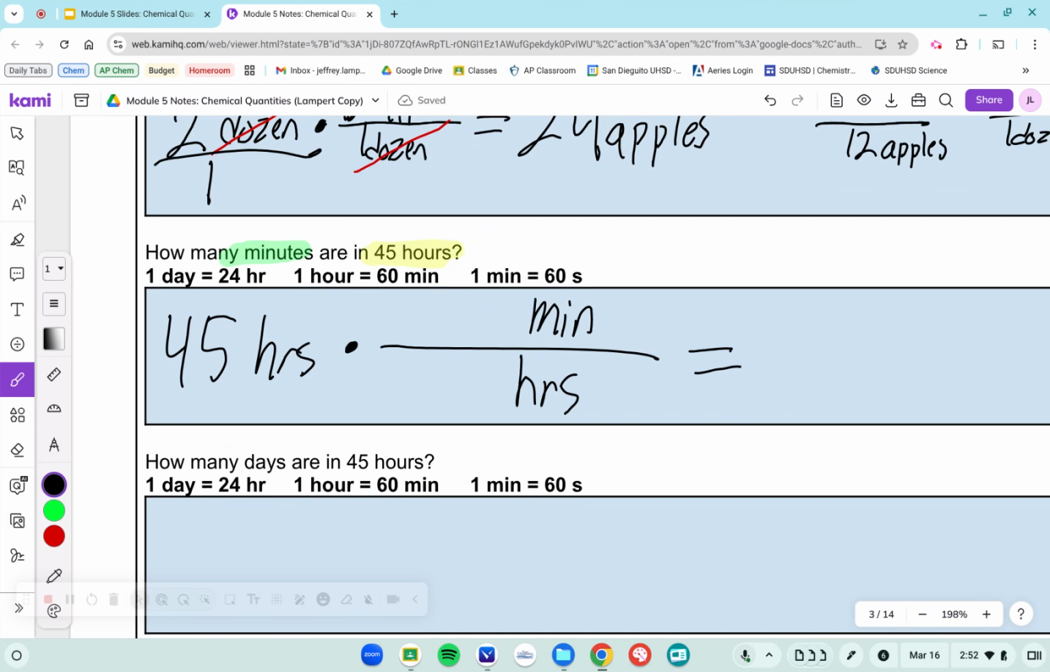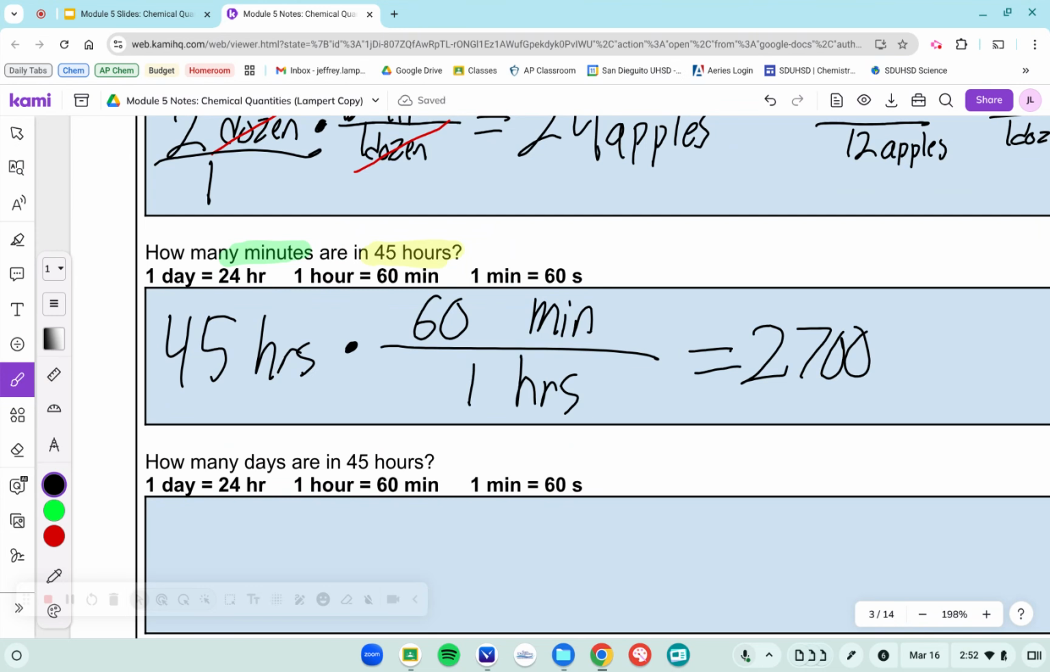Now again, I think that's something most of y'all could have figured out. There's 60 minutes in an hour. So I just need to fill in my numbers now: 60 minutes in 1 hour. Now everything is filled out, and I just need to do my math. I'm going to do numbers first and ignore units. So I have 45 times 60 divided by 1. I go to my calculator, type in 45 times 60 divided by 1, and I end up getting 2,700.